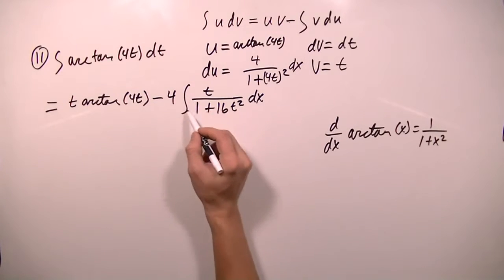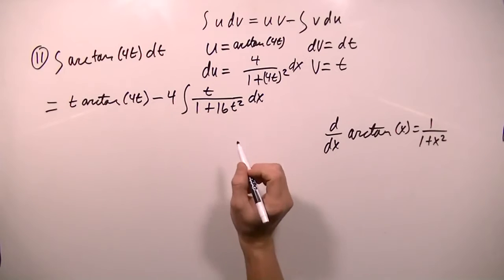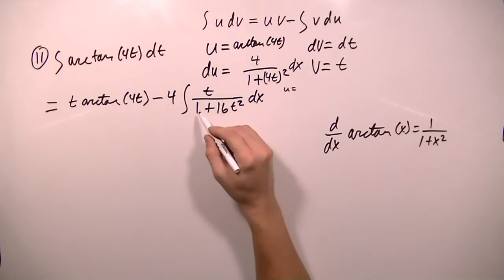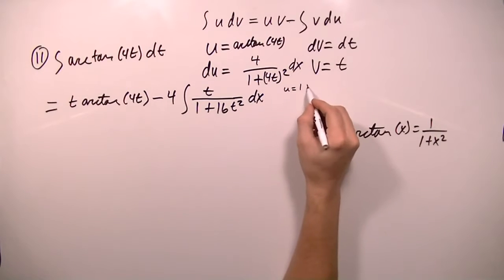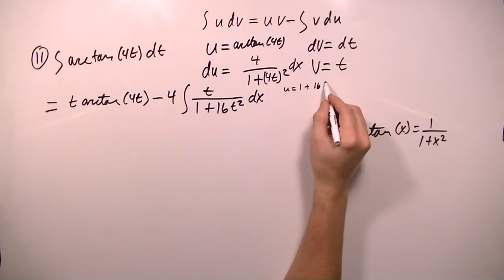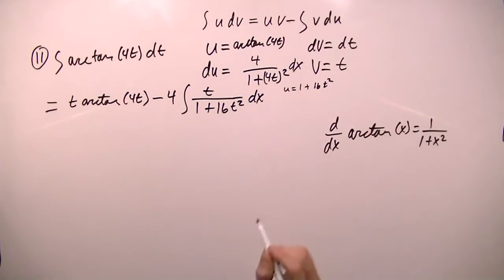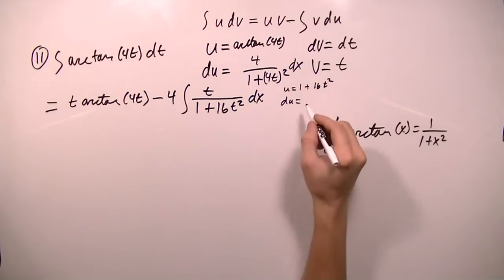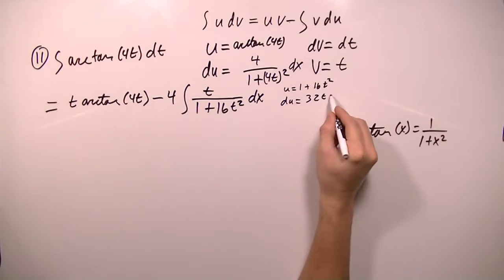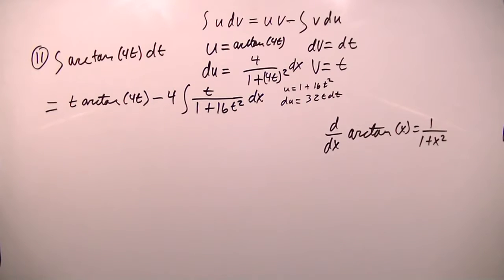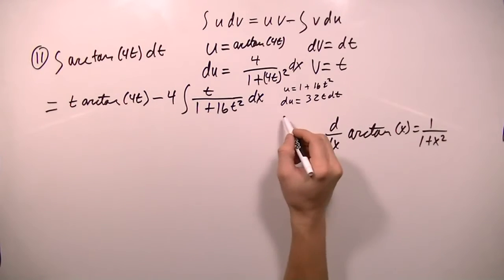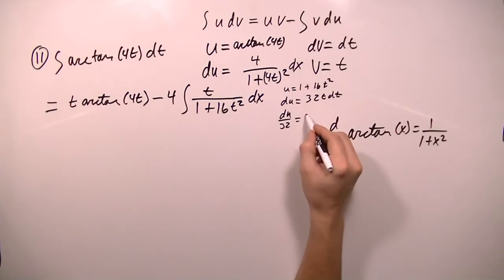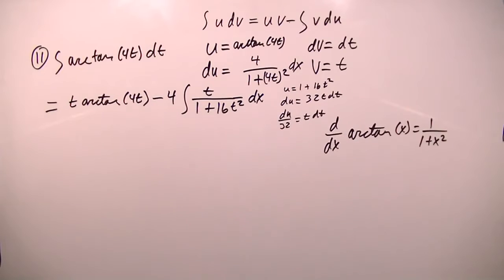Now in order to be able to take this integral, I'm going to have to use the substitution rule. And I'm going to say that u equals 1 plus 16t squared. And du will equal 32t dt. And I'm going to divide both sides by 32, and I get du over 32 equals t dt.